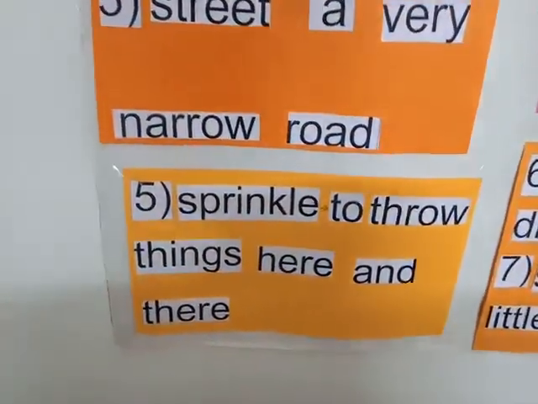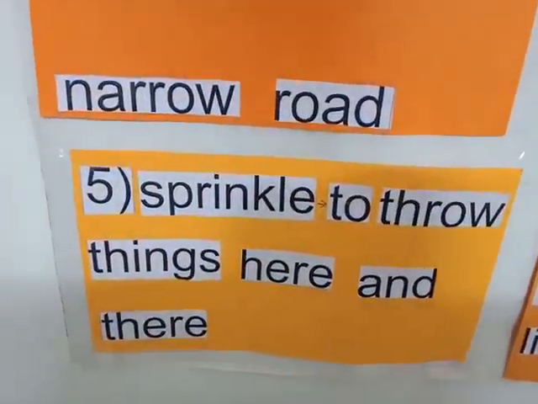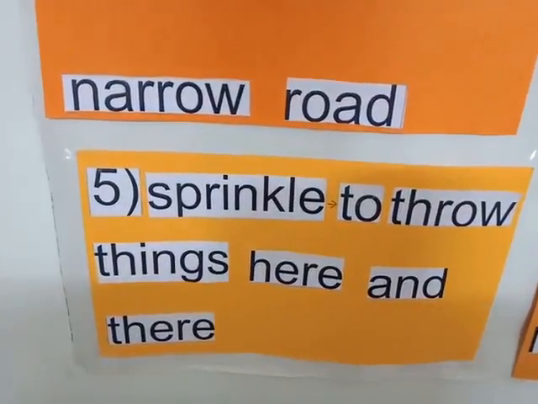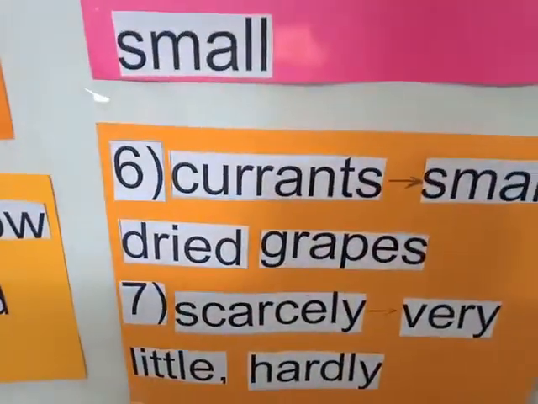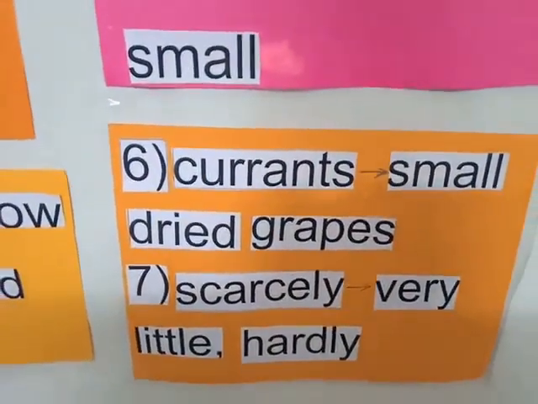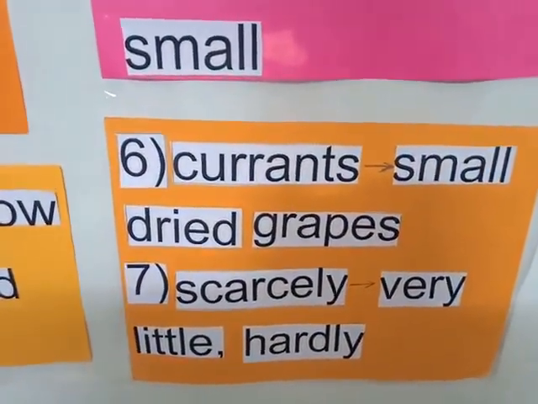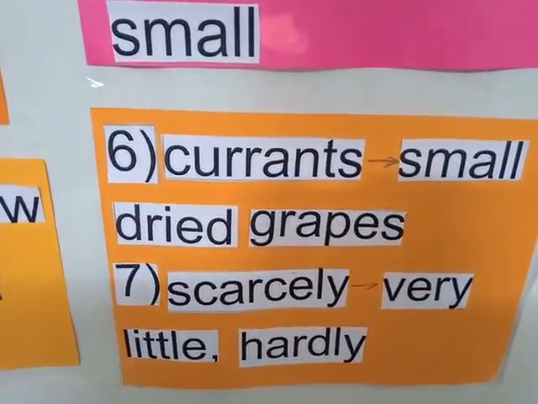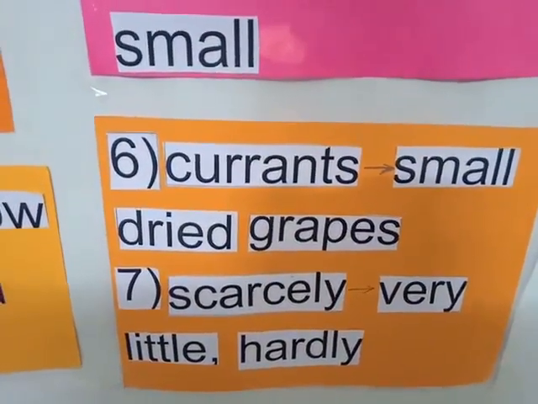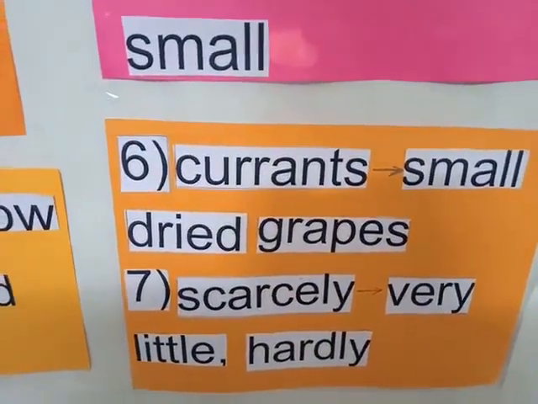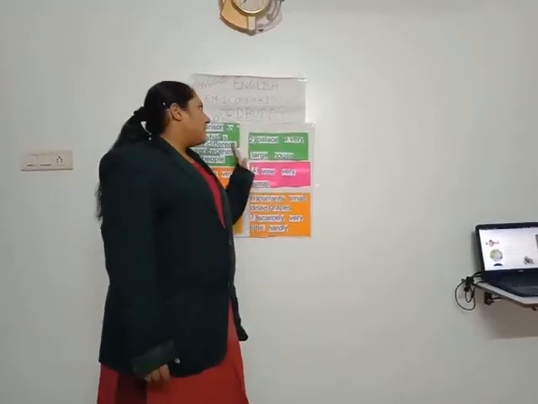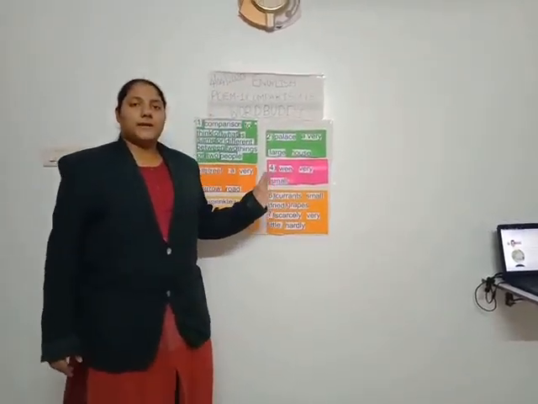Fifth one is sprinkle, means to throw things here and there. Sixth one is currants, means small dried grapes. And the seventh one is scarcely, means very little, hardly. So kids, I hope you are clear with the word body.